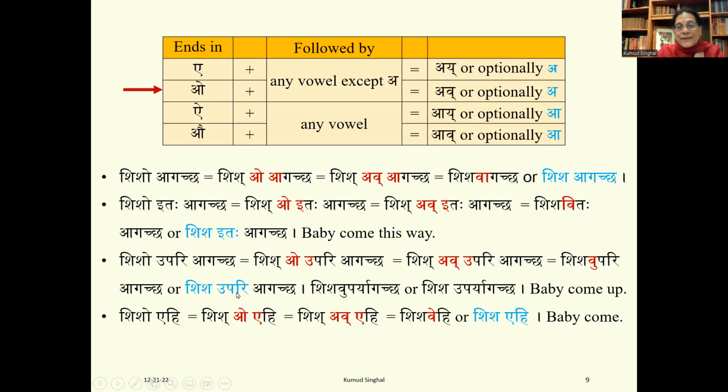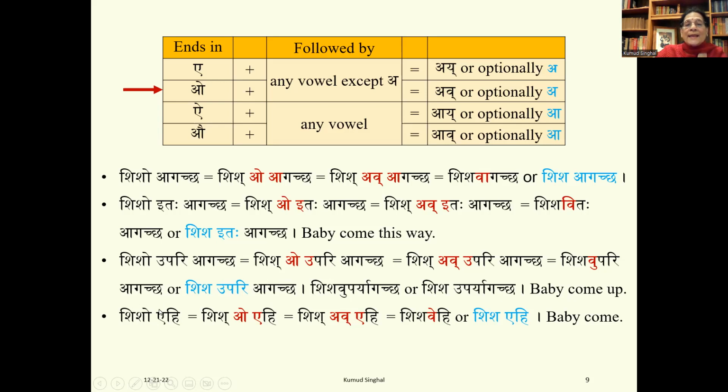Now here, upari and agach. Upari ends in E and it is followed by an A. So there is a yan sandhi going on here, right? E followed by a dissimilar vowel a. So E will become ya. So you will have shishavup paryagach, right? This ra. So you have an additional yan sandhi between upari and agach.